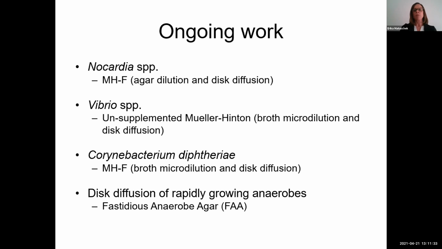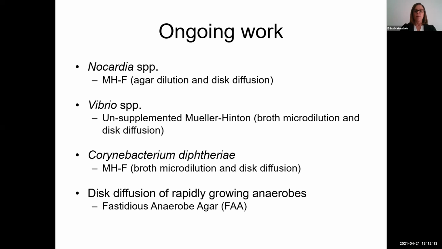For Nocardia, we will recommend disc diffusion on the Mueller-Hinton fastidious MH-F agar and also agar dilution on the same media as the reference method. Nocardia grow in broth, but they grow much poorer and it doesn't really help to add the lysed horse blood to the broth. You get a much more reliable result if you use agar dilution. For Vibrio, we have also started to test it. That will be just according to standard broth microdilution, unsupplemented broth, and standard disc diffusion on unsupplemented Mueller-Hinton agar.